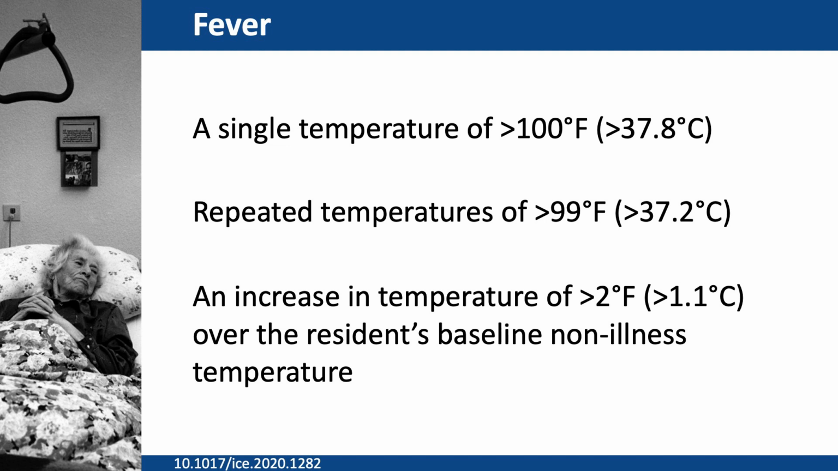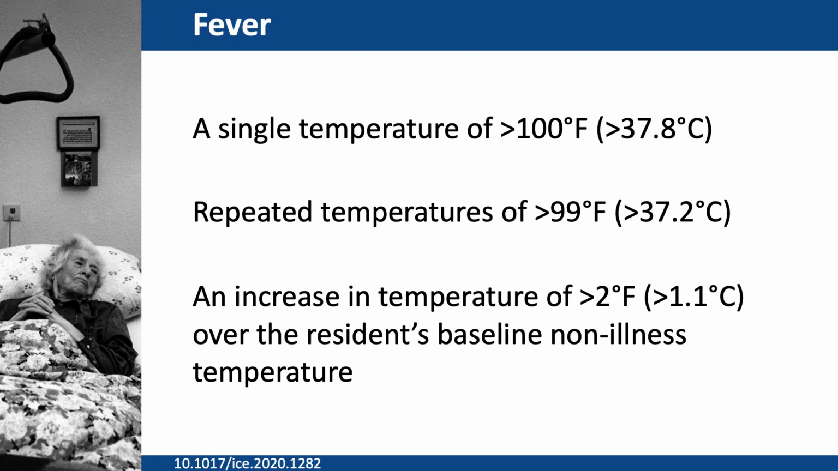So a single temperature, any one temperature over 100 degrees Fahrenheit, fever. Start thinking. Repeated temperatures of 99, like it's been going on for 2 or 3 days or a week, and they're just kind of bumping along, that's a fever. Our older adults are trying so hard to make the cytokines so that they can show us that they're inflamed, and this is the best they can do. So we have to meet them where they are with their temperature and have a lower threshold. And then my favorite is any increase in temperature of greater than 2 degrees Fahrenheit or 1.1 degrees Celsius over the resident's baseline non-illness temperature. That's a long way of me to show you; we'll go through a case and then show you a graph.